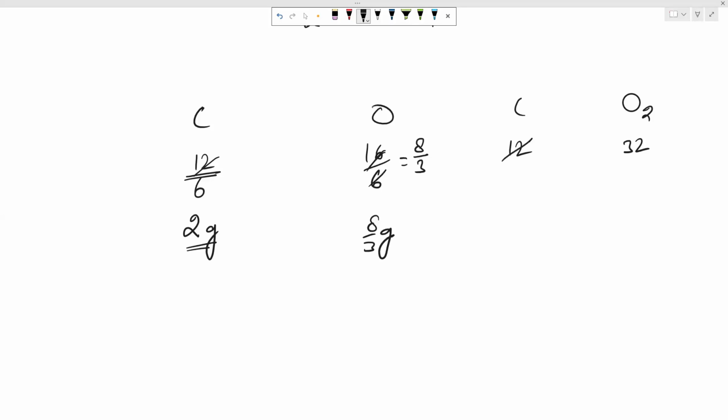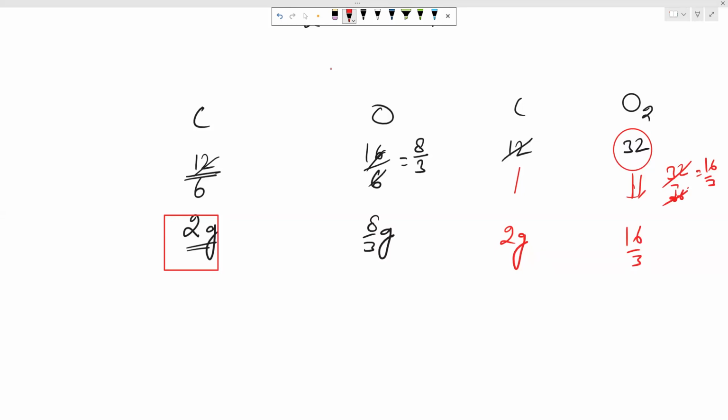Again, you have to keep one element constant. For example, if you are getting 2 grams here, you fix 2 grams here also. So now you'll get 2 grams here. And what is the mass of this one according to the 2 grams? You have to divide 16 also by 6, so you will get 16 upon 3.